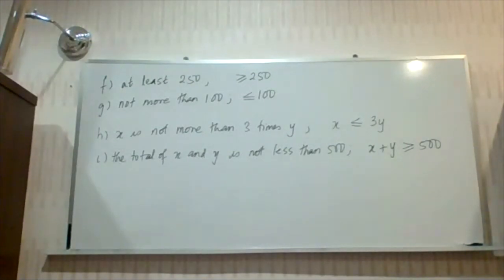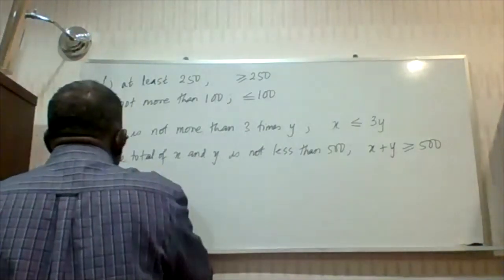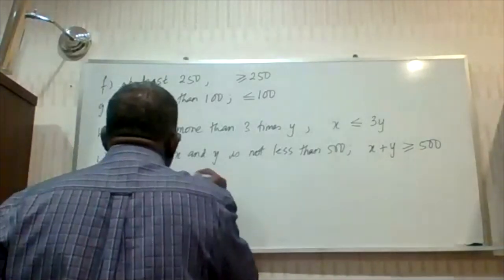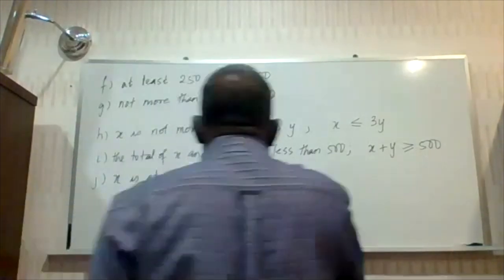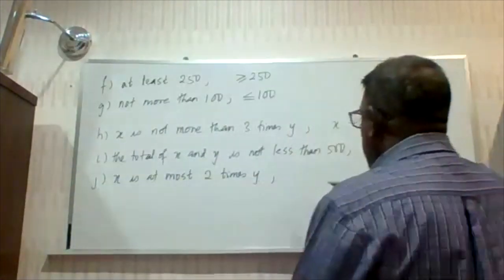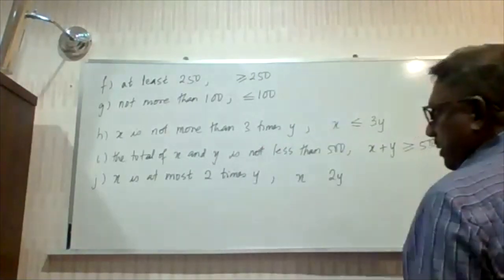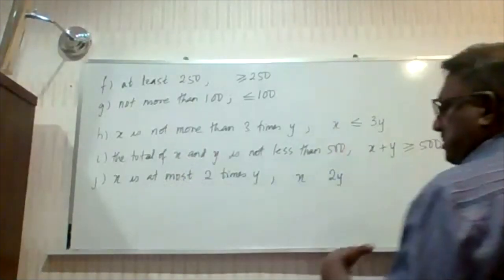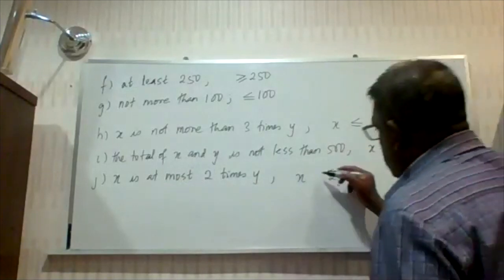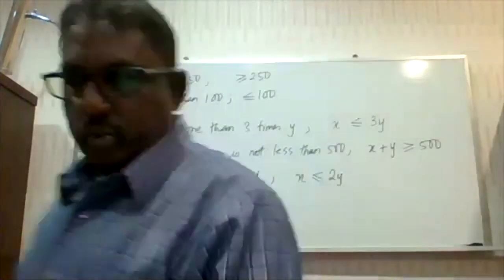All right, X is at most 2 times Y. So again, 2 times Y. You have X on one side and 2Y on the other side, just like what we have here. But here it is at most. That means maximum 2Y, so X can be anything less than 2Y or equal to 2Y.